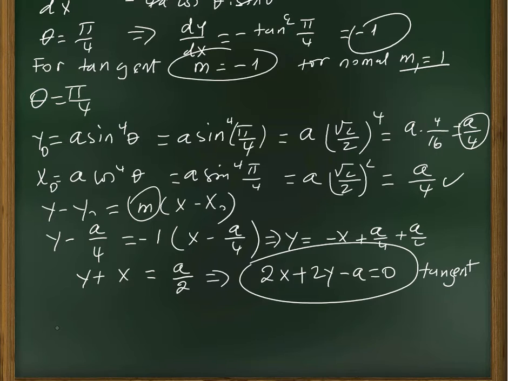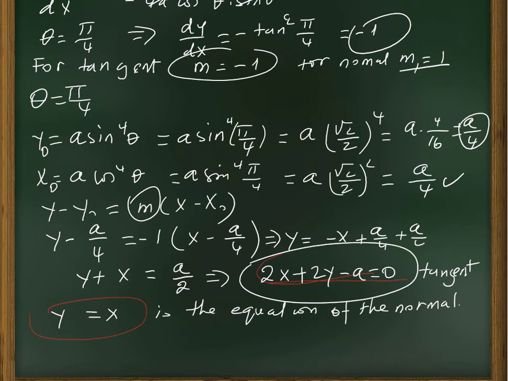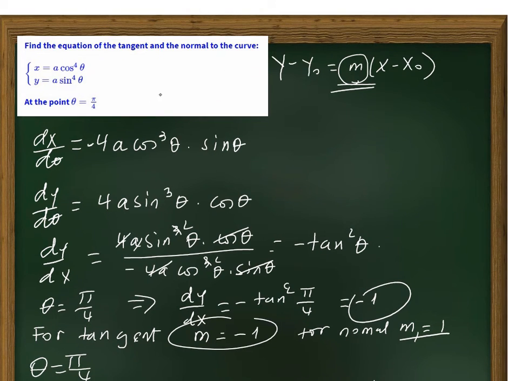And for the normal, we do the same thing, and we will find that y is equal to x is the normal. So that is about it. We found that, and we found this one. Coming back to our question, we have just answered it: the equation of the tangent and normal of the curve.